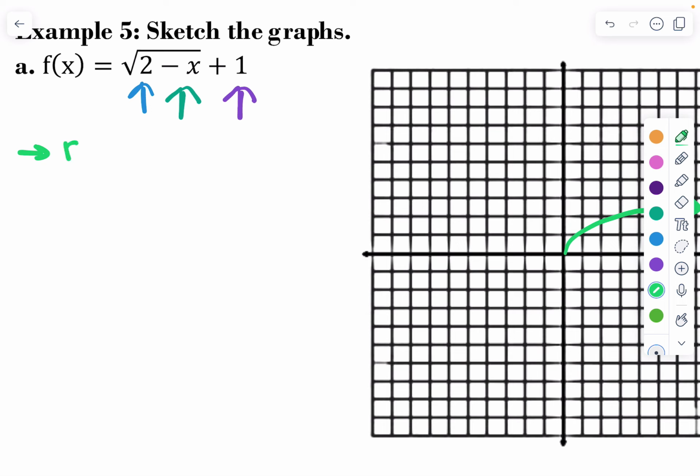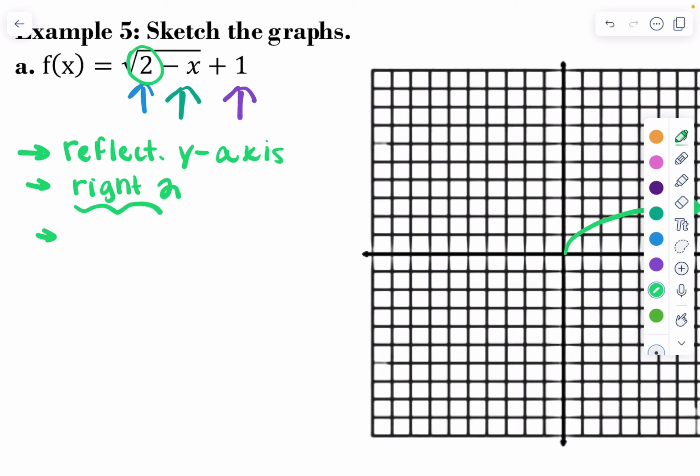So we are going to have a reflection about our y-axis. We are going to be going right 2, okay? There's a reflection on your y, right? But there's a positive 2. You're not going to go left 2. You're going to go right 2. It changes the direction of this one as well. So right 2, and then you're going up 1.